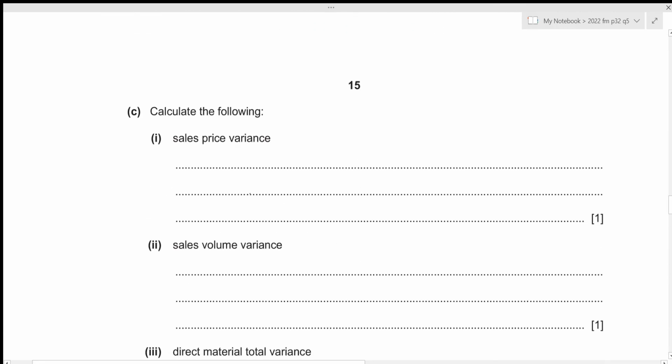Now we need to calculate the variances. The first one is sales price variance. Now, since we are trying to figure out the price variance, our basis will be the actual number of units produced, right? So that is going to be the constant one. I'm just going to write down the formula. That is actual number of units. And then we just multiply it with the difference of our budgeted sales price and the actual sales price.